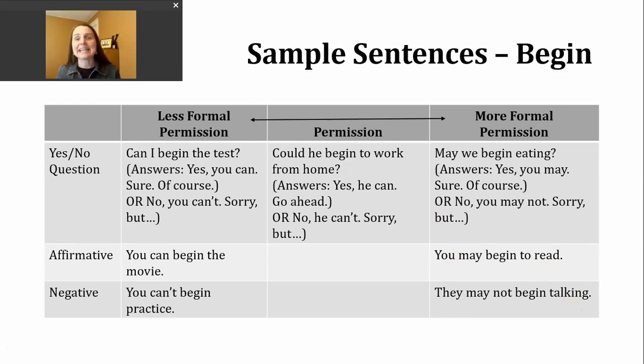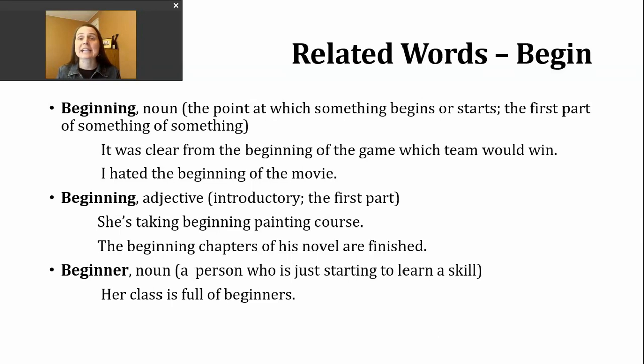So in English, sometimes only an infinitive can come after some verbs. Others, only gerunds can, but this is one where either one will work. Now, let's take a look at some words that are related to our verb begin. The first word we're going to look at is beginning. It can be a noun and it can also be an adjective, but we'll start by looking at some of the definitions for the noun form of this word.